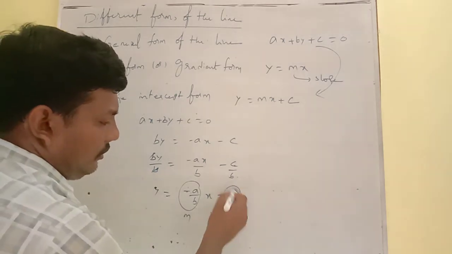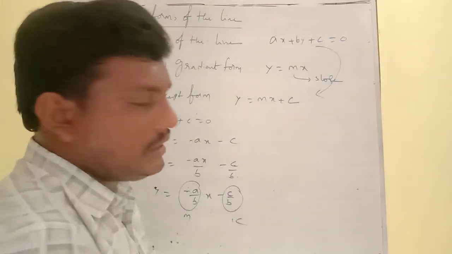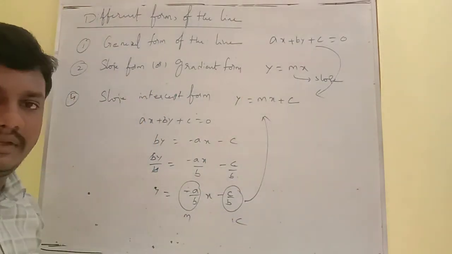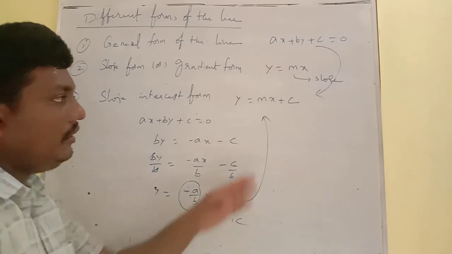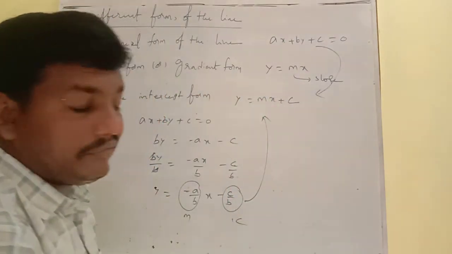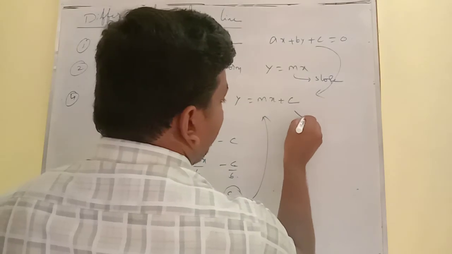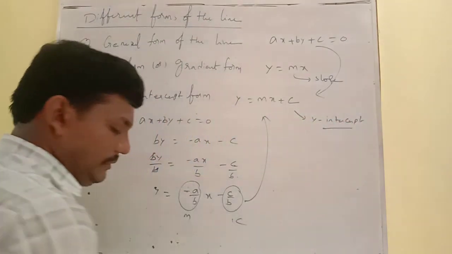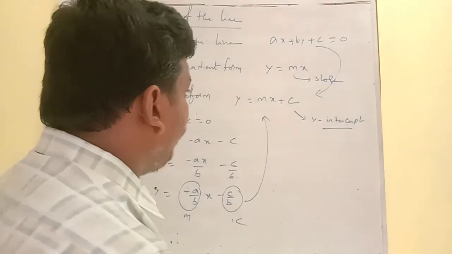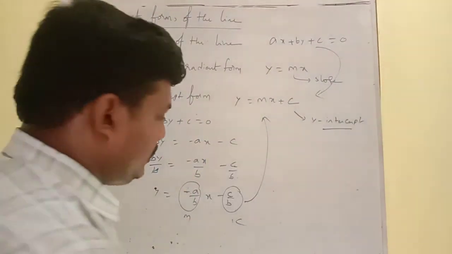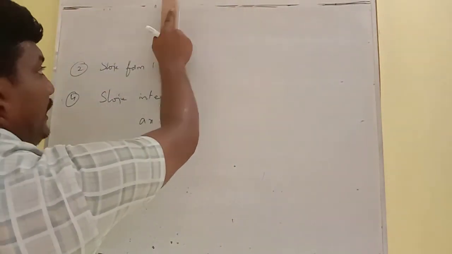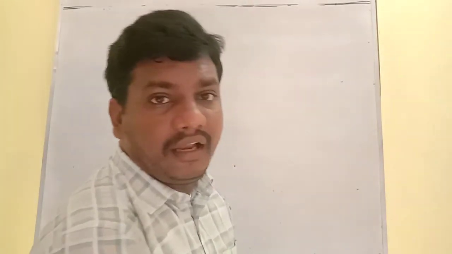Here the coefficient of x is nothing but the slope, and this is nothing but the constant c. Now this is in the form y is equal to mx plus c, where slope is equal to minus a by b, and c is nothing but the y-intercept value. Here c is called the y-intercept. Now how to find the x-intercept and y-intercept? If a line is given, we have to find the y-intercept and x-intercept.